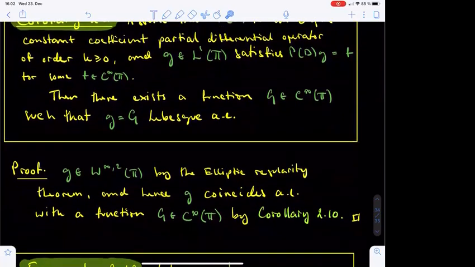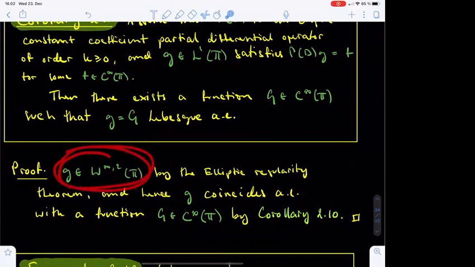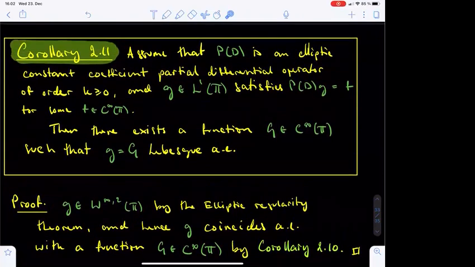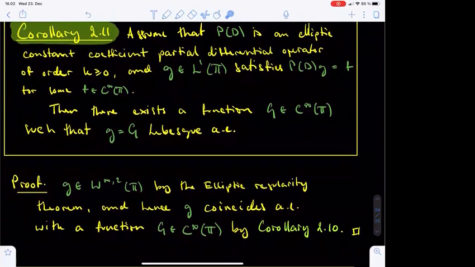The proof is a combination of the elliptic regularity theorem, Theorem 2.7, and the previous corollary. Indeed, under the assumptions of Corollary 2.11, the elliptic regularity theorem implies that the solution g lies in the Sobolev space W^{∞,2} of T. Then, by the previous corollary, g coincides Lebesgue almost everywhere with the function big G in C^∞ of T.